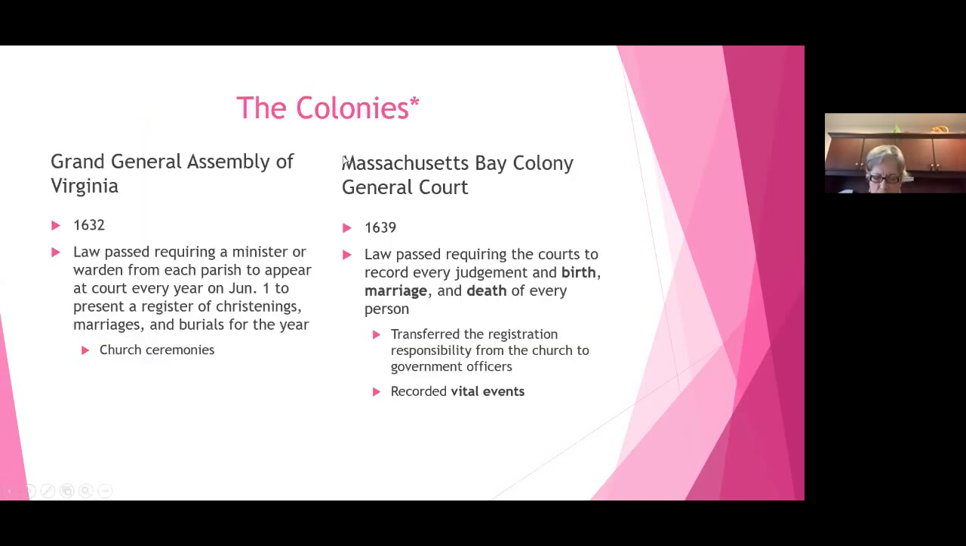Some important changes in the American colonies: the settlers came and they were using the system they were accustomed to from England for registration. In 1632, the Grand General Assembly of Virginia passed a law that required a minister or warden from each parish to come once a year to present their register of christenings, marriages, and burials for the year. And the important thing about that is you'll notice that it's specifically church ceremonies that they were recording.